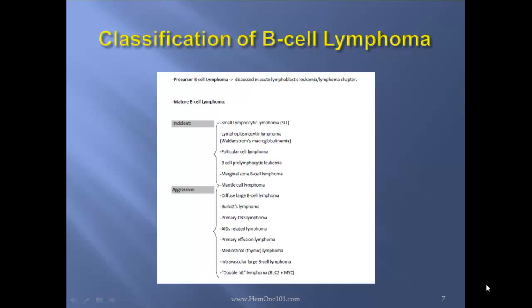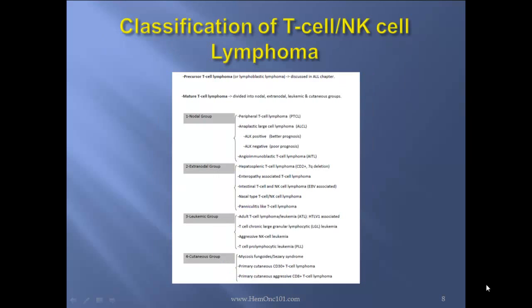Now, the aggressive can also include mantle cell lymphoma, diffuse large B cell lymphoma, Burkitt's lymphoma, primary CNS lymphoma, age-related lymphoma, primary effusion lymphoma, mediastinal lymphoma, intravascular large B cell lymphoma, and double-hit lymphoma, the BCL2 and MYC.